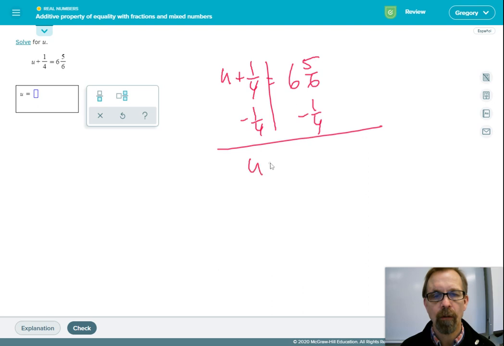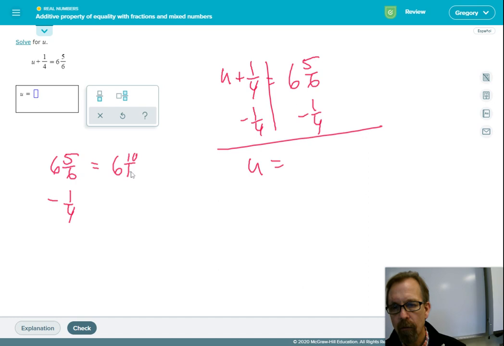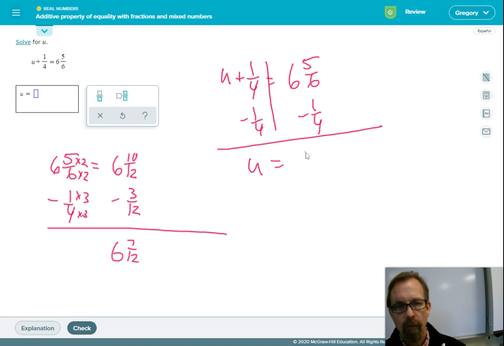Okay, so we have u equals 6 and 5/6 minus 1/4. We've got to change the denominator. We're going to have to make 12 the common denominator, right? That's the lowest common denominator. So this becomes 10/12. I multiply both by 2, right? And this one I'm going to multiply by 3. So that's minus 3/12. And if I do that, I get my 6 there, and we have 7/12 over here. See that? 6 and 7/12.